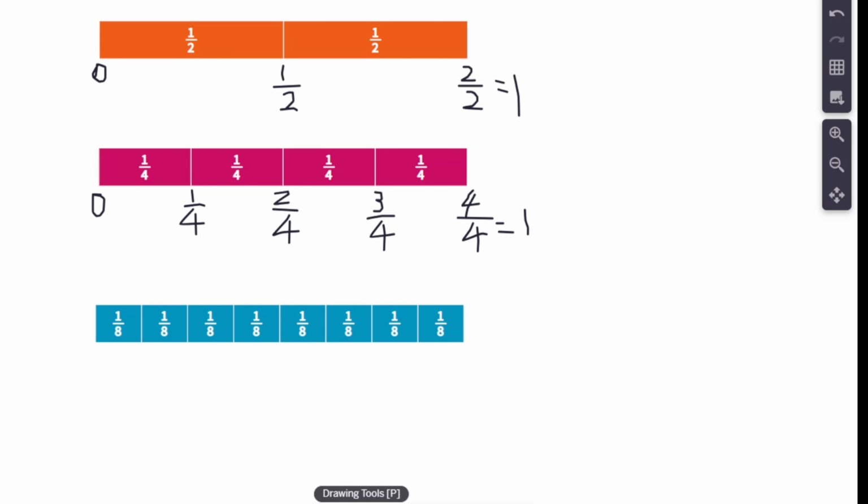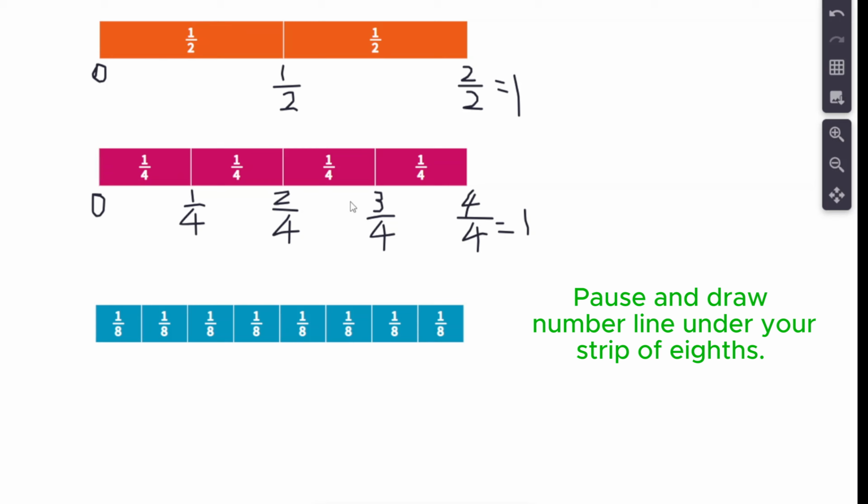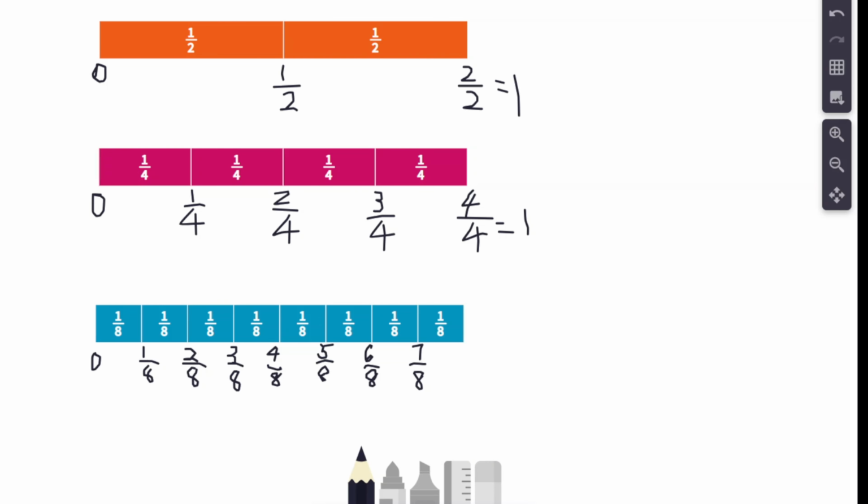Now you try to draw the number line yourself this time. Place this strip of paper on your exercise book or your notebook and try to draw the number line like what we have done up here in these two examples. You should have written until the end here. Did you have 8 eighths? And again, what else can 8 eighths be called? We can also call 8 eighths as 1.